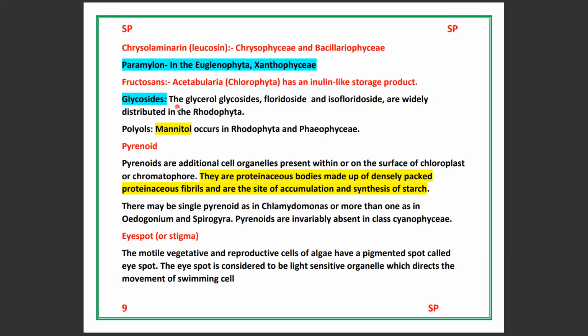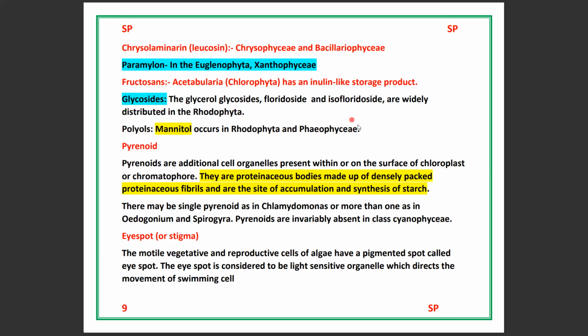And the glycosides, the glycerol glycosides, floridoside and isofloridoside, are widely distributed in rhodophyta. So glycosides are commonly seen in the rhodophytes. There are different types of glycosides present, floridoside and isofloridoside. And polyols, these are low molecular weight sugars. One of the main polyols is mannitol, which occurs in rhodophyta and Phaeophyceae.